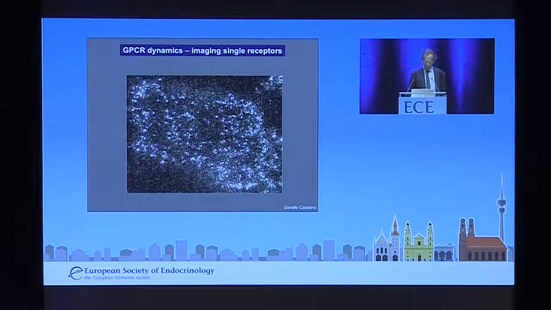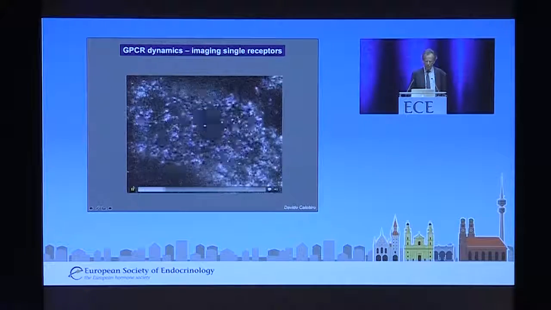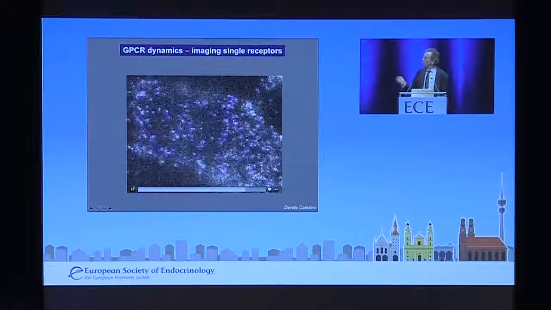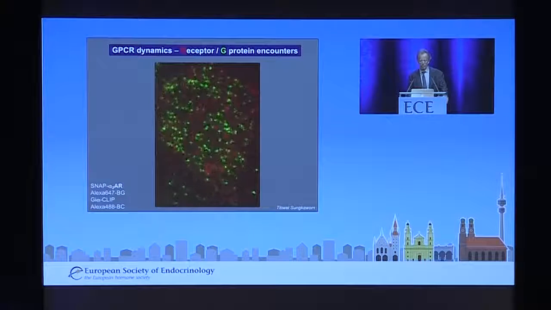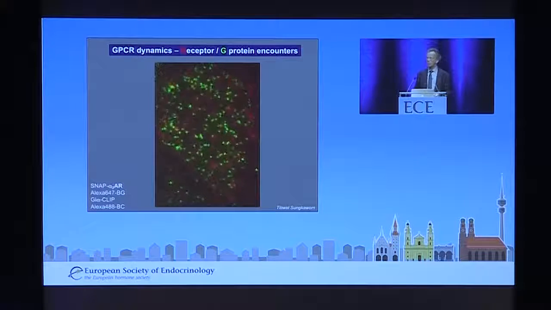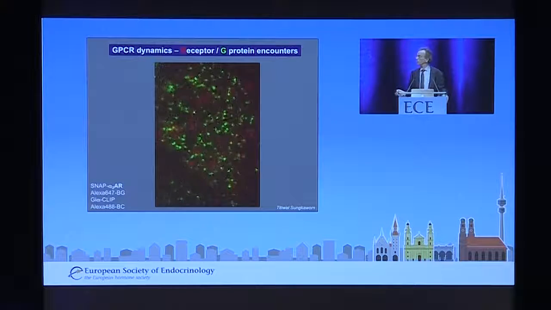This is a film that was done by Davide Calebiro in the lab, and you'll see here how individual receptors, TSH receptors, move on the surface of a cell, and you see that this is a rapid movement. And not only the receptors, but also the downstream proteins, the G proteins, move rapidly on the surface of a cell.